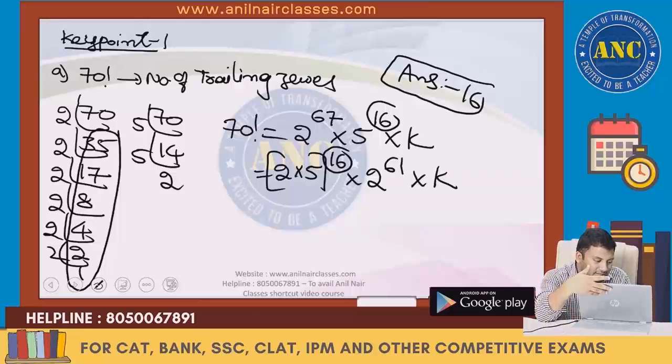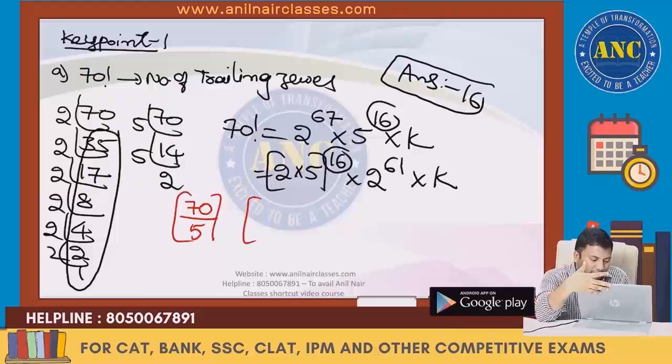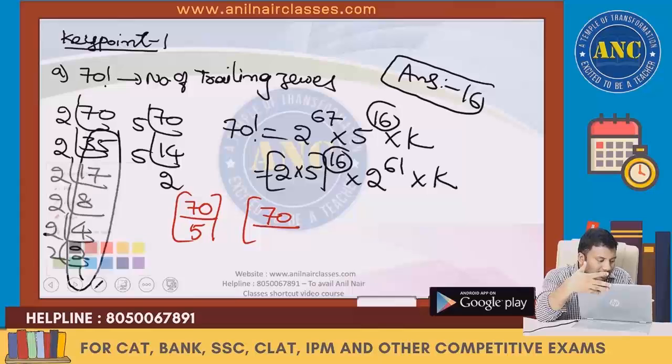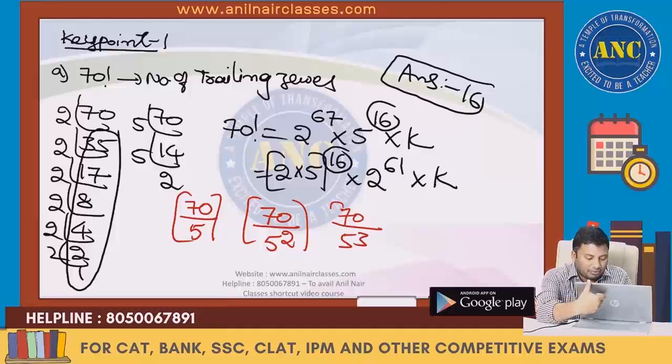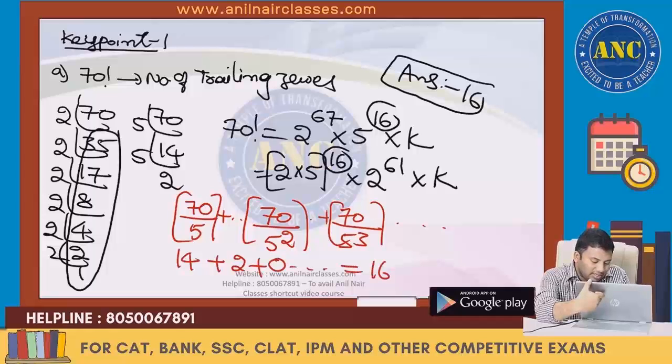Can I write it like this? For 70, first I divide by 5: 5 14s are 70, forget about the remainder. Then I divide 70 by 5 square, 70 divided by 25: 25 2s are. Then I divide 70 by 125. From here on, all of this is 0. So it is nothing but 14 plus 2. Remaining all are zeros. So it is 16.